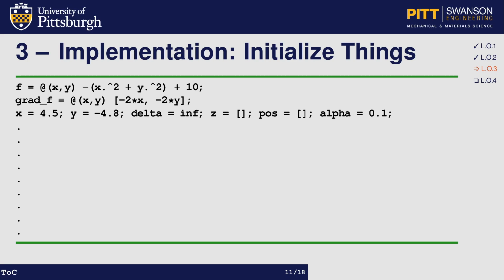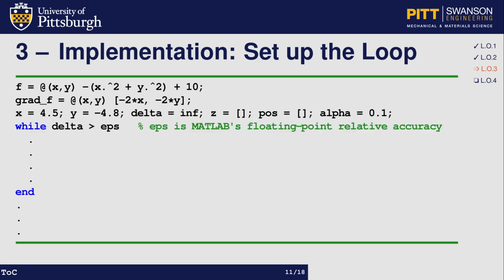And then z and pos will initialize to empty arrays because we want to store things in them. And then alpha represents our step size parameter. We'll set that to just 0.1. Now we can set up the while loop itself, and our condition, our threshold, is that delta remains above epsilon. In MATLAB, eps is the floating point relative accuracy. It's a very small number. You can look up the documentation for it.